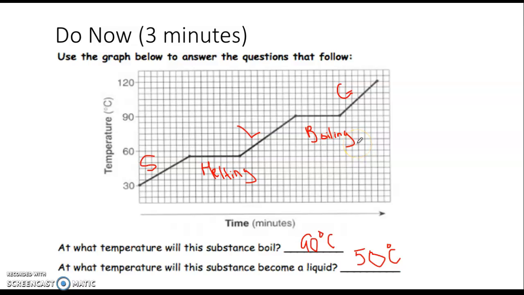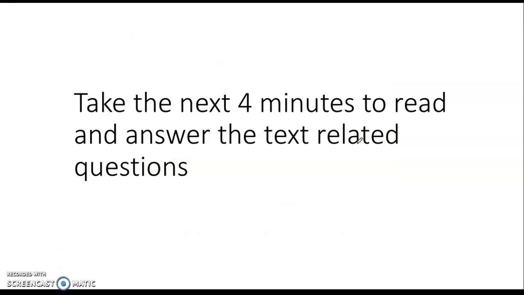So let's go ahead and move on. And like I said, each component of this graph never really changes. So I want you to take the next 4 minutes, read and answer the text-related questions. Go ahead and pause me at this point and do that, and then unpause me and we'll get started.